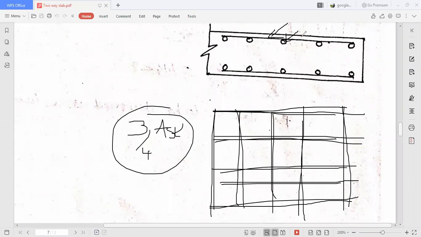2 layers are completed. Now whatever the steel we provided in this form we can see as a dot here. These dots are the reinforcement in this direction.